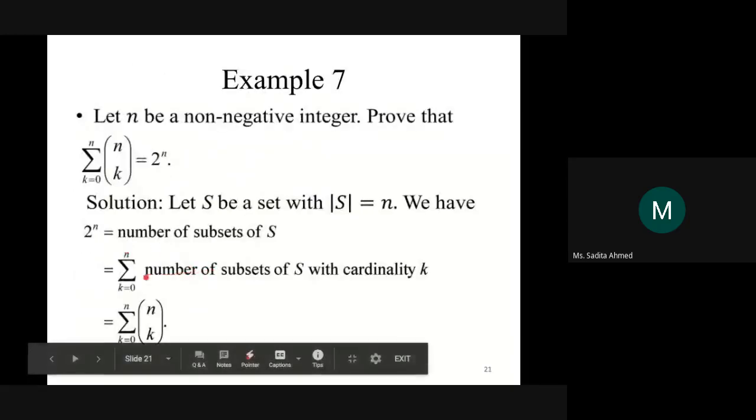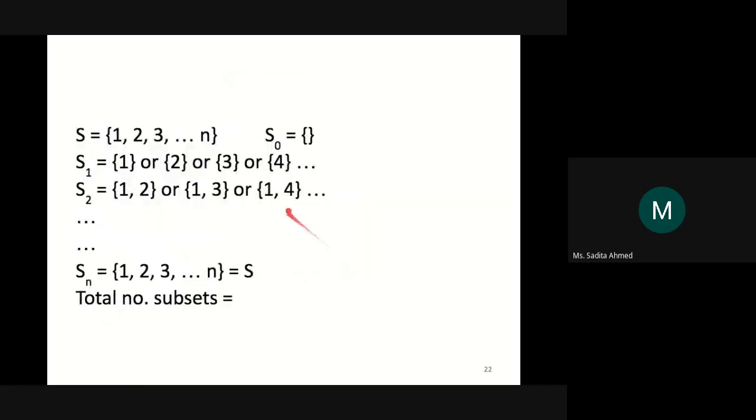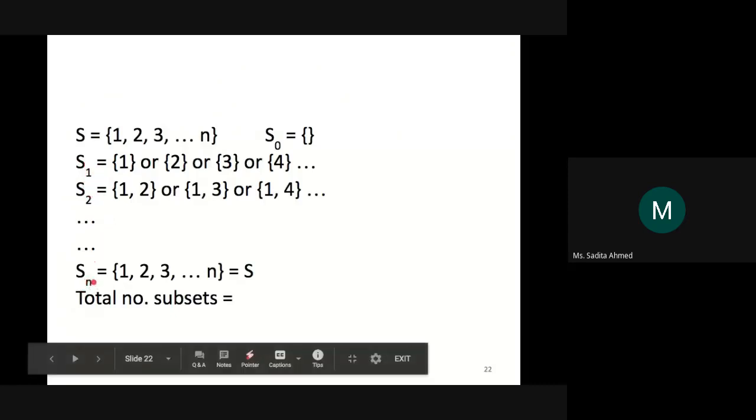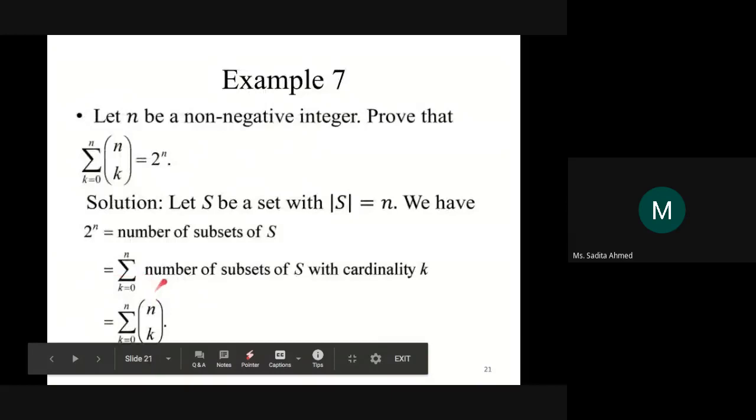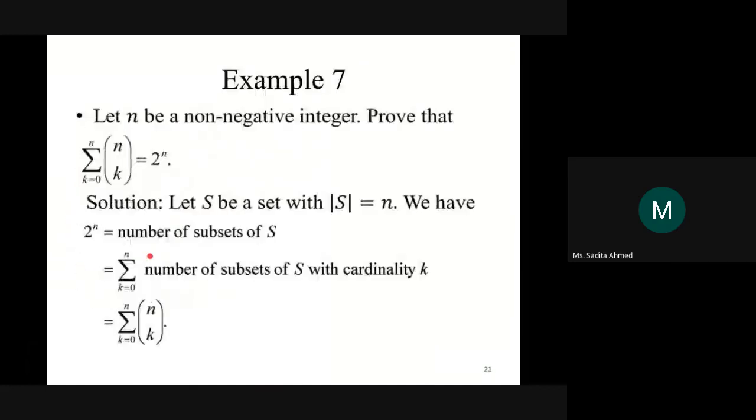Total number, summation of all the total number of subsets of S with cardinality k. Summation, right? Total number of sets of cardinality k when k is equal to 0, total number of sets of cardinality k when k is equal to 1, then k is equal to 2, then k is equal to 3, 4, 5, and so on until k is equal to n. So the summation of the total number of subsets of S with cardinality k where k is equal to 0 to n. Just this is represented in this way.